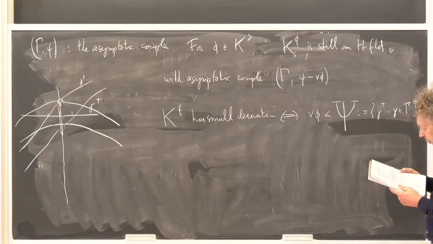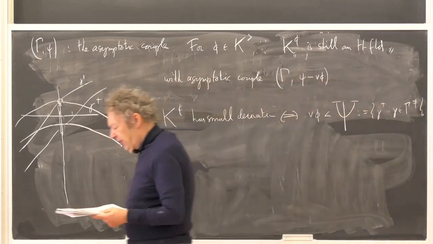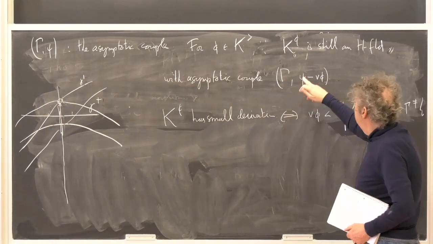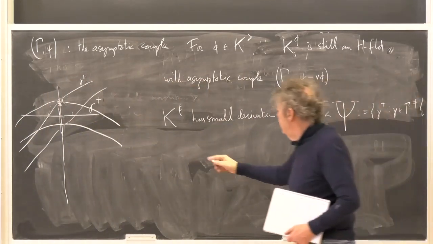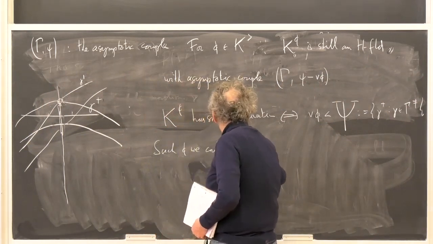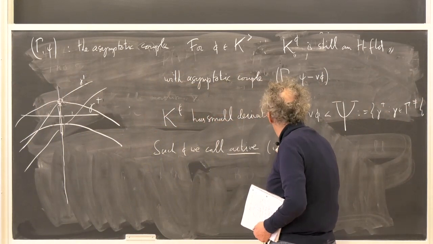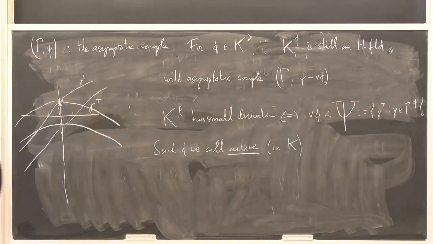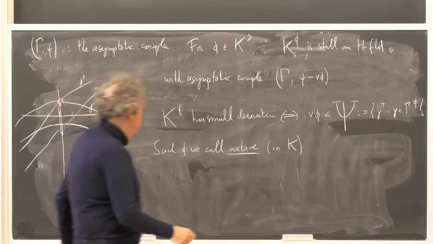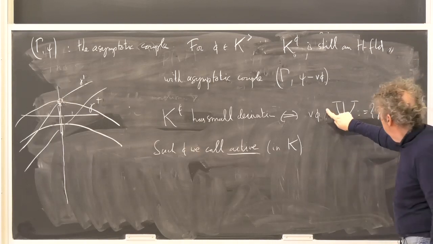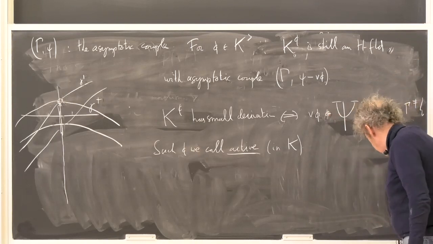Okay, so now small derivation is very useful, and so we are actually going to always restrict phi to have this property, and such phi we call active in K. Active means simply that the valuation of phi is, of course this doesn't really make sense, less than psi. What I mean is that it's an element of the downward closure of psi.